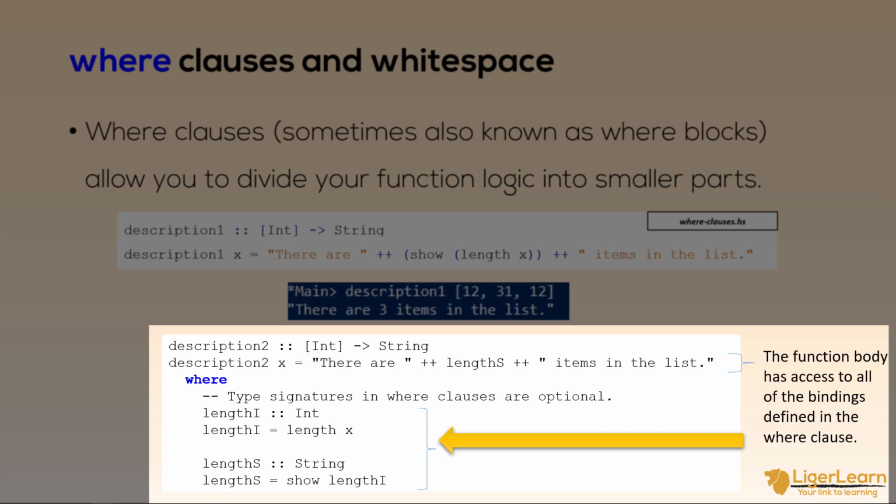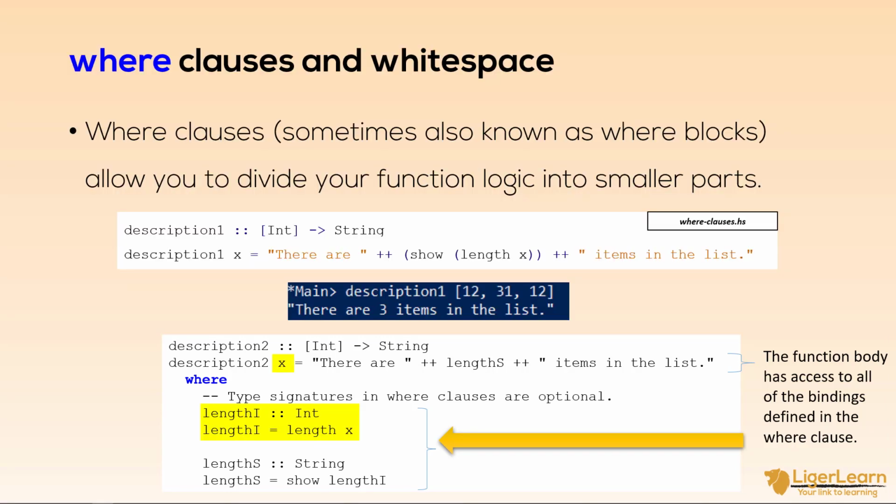So in our case, we are creating two variable bindings. The I in length I is short for int, and the S in length S is short for string. Type signatures within the body of the where block are optional, but I have included them here for completeness.